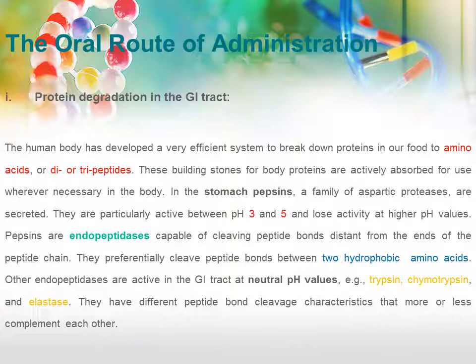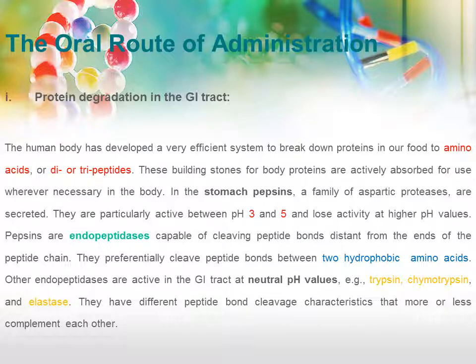The human body has more than one type of peptidase to break down proteins taken orally into amino acids, di- or tripeptides. Pepsin is a peptidase secreted into the stomach and active at pH 3 to 5. Pepsin is considered an endopeptidase, capable of cleaving peptide bonds in the interior or middle part of a protein sequence or chain.